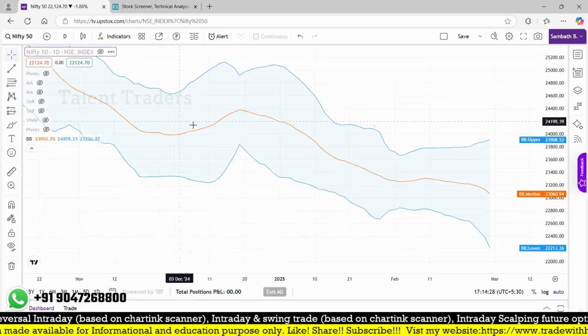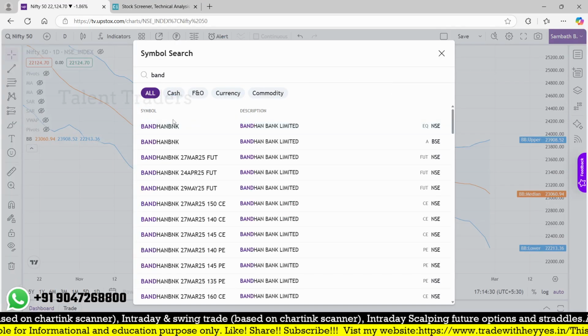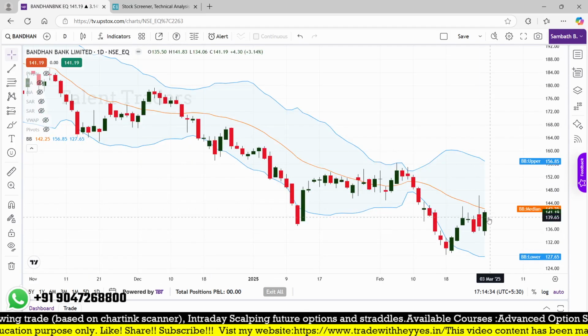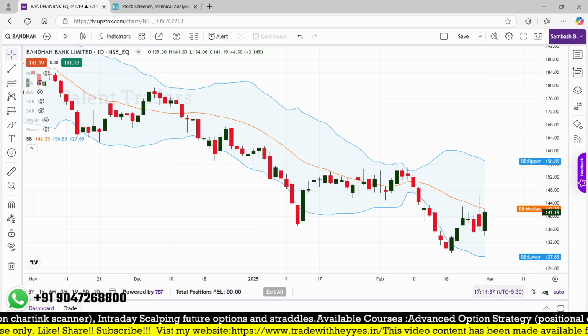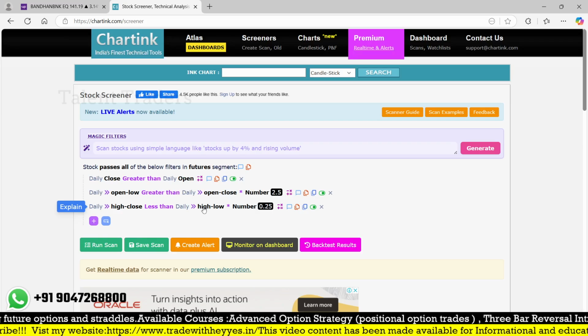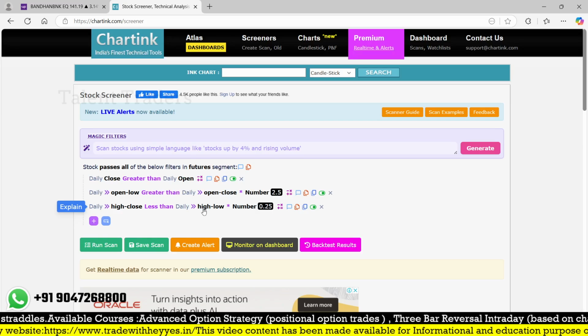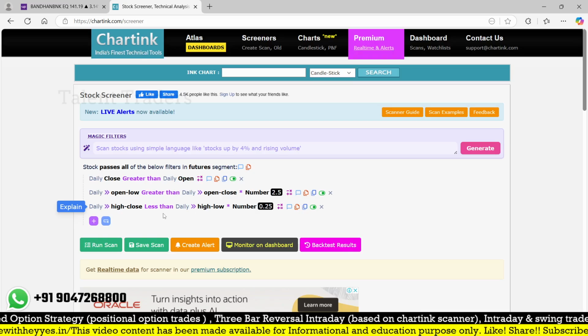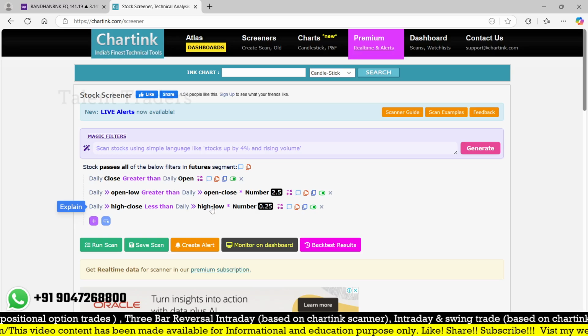For example, Bandhan Bank today, so maybe we can check Bandhan Bank. What is happening here? It was not forming such a pattern. Let me check. It is not high minus low. Minus close must be where the issue is, close minus open, high minus low.